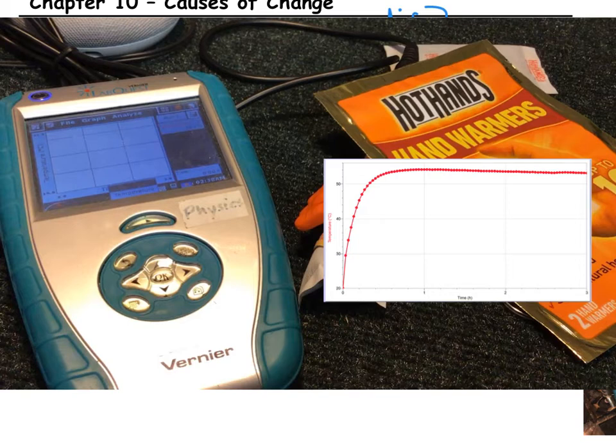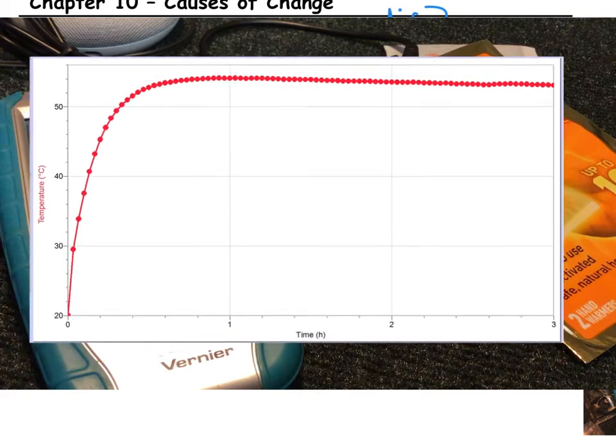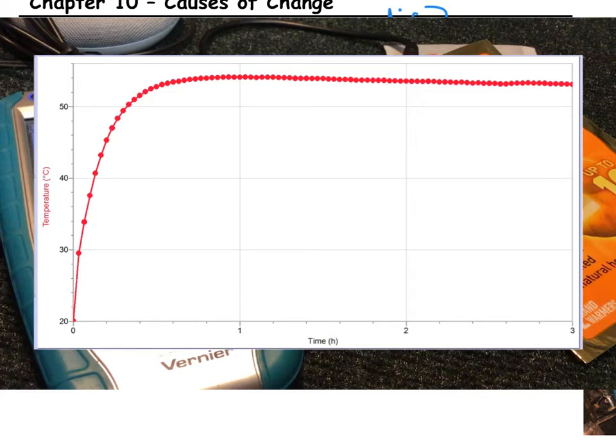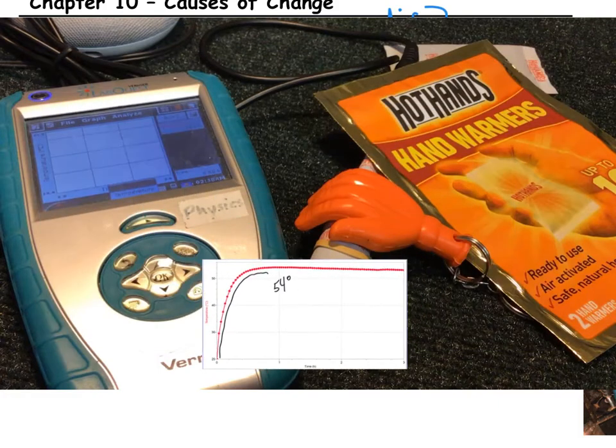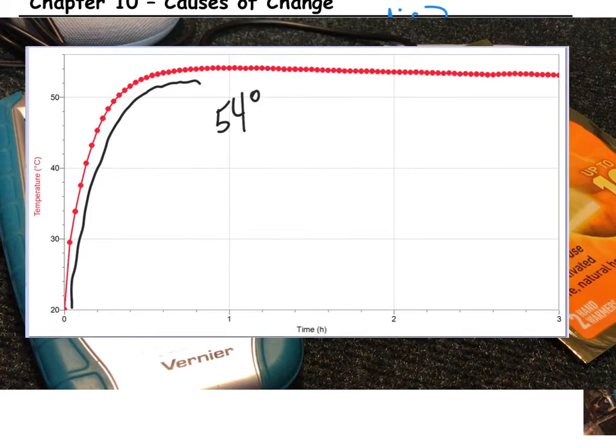Okay, I did let it go, but not for 5 hours. And here's the resulting graph. All right, notice what happened: it took a while for it to warm up to its temperature, about half an hour, and it was up to its max, which looks to be about 54 degrees, and then it stayed at that for almost 3 hours. It says that it's supposed to last for 10, but my timer ran out, so assuming that it would just stay that warm for that period of time. There you go, hand warmer.